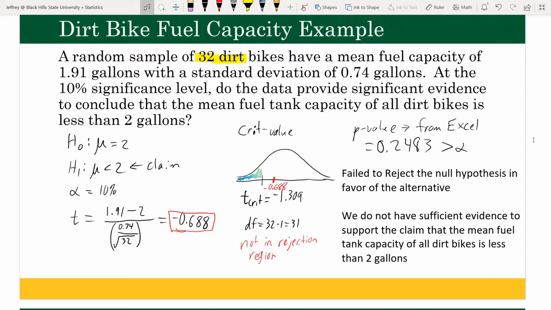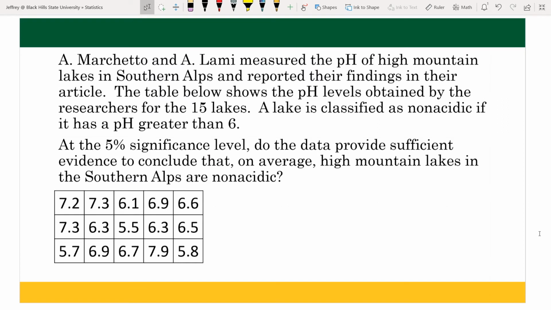In this example, we're looking at the pH levels obtained from 15 different lakes, and we're going to figure out whether or not these are non-acidic on average. Since we are testing the claim that the Southern Alps are non-acidic, meaning that their pH is greater than 6, that means that that is our alternative hypothesis.